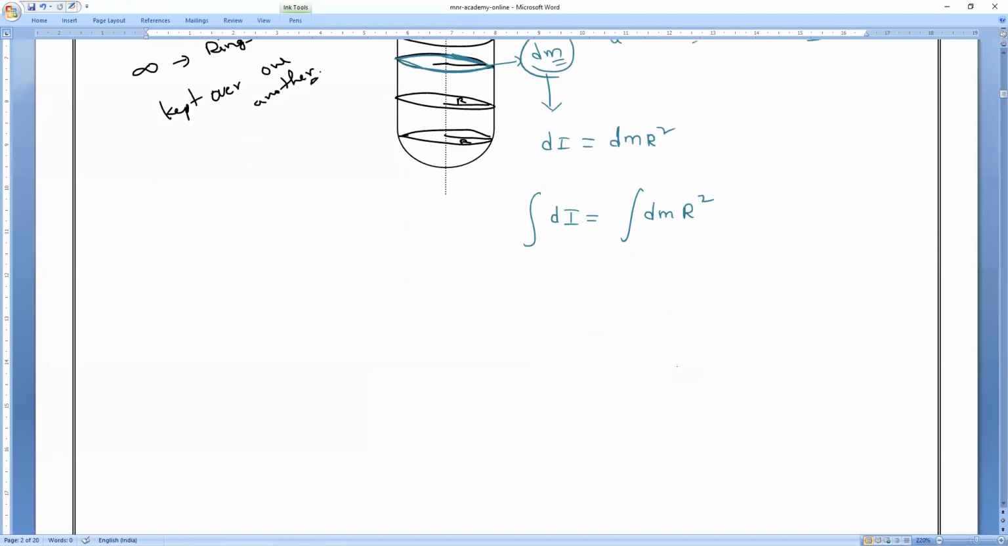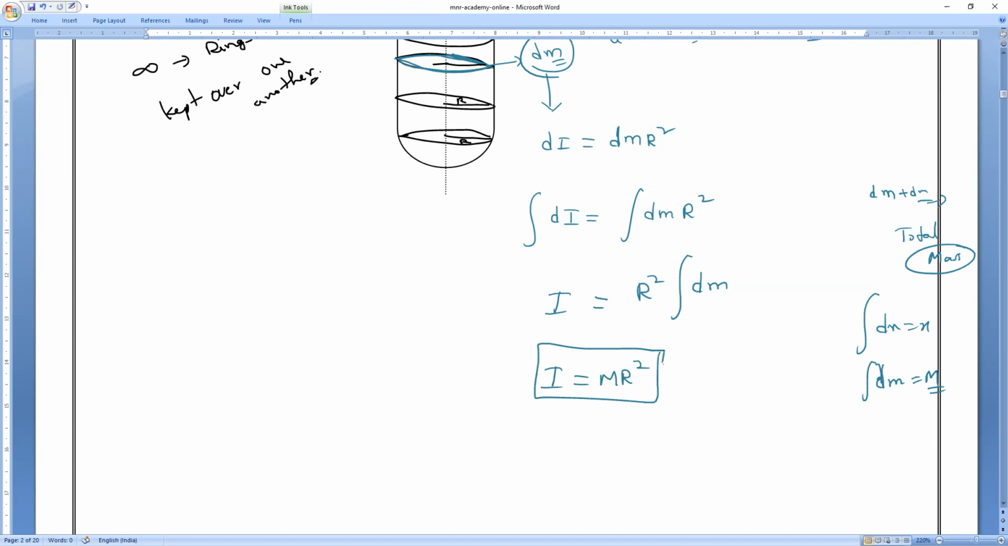We all know that R remains constant, so the integration of dI is I, and R square will be constant. So we get dm, the small mass. dm plus dm plus dm, I will add. What will I get? Everybody respond. I will get the total mass. Integration of dx is x, the same way integration of dm is M. So I is equal to MR square.